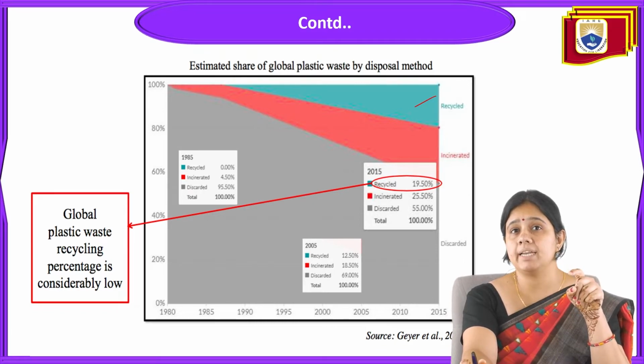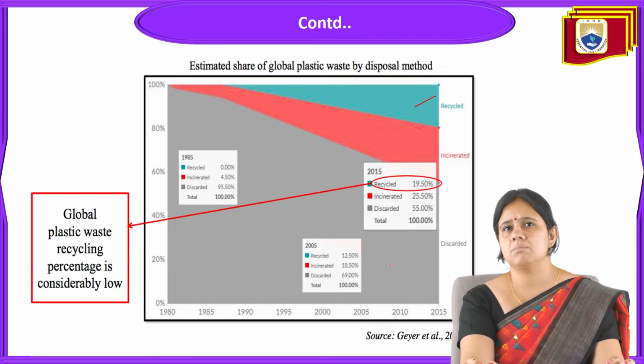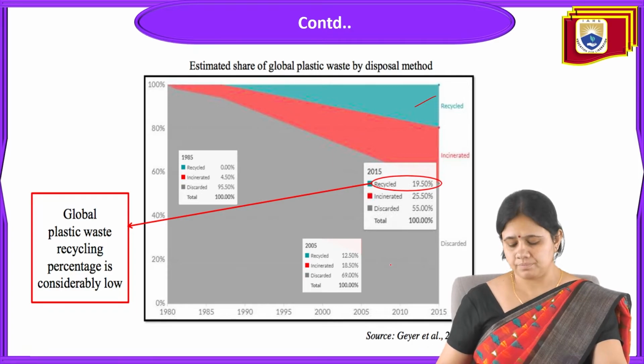For 1985, 95% of the total waste was only discarded, and in the year 2005, 69% of the waste was only discarded. So in the year 2015, the recycled percentage of plastic waste is still considerably low. The global plastic waste recycling percentage is a little bit low, that is 19%. This data reflects the estimated share of plastic waste by disposal method.